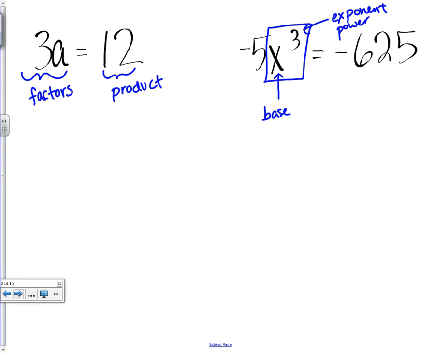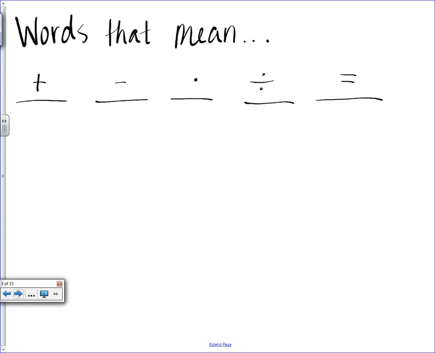Okay, wonderful. Moving on. We're going to do some translating. We have Spanish class here at the high school, right? They do a lot of translating from Spanish to English, from English to Spanish. We're going to translate from math to English. So can you give me a list of words that mean this symbol right here? What do you think? Give me some words.